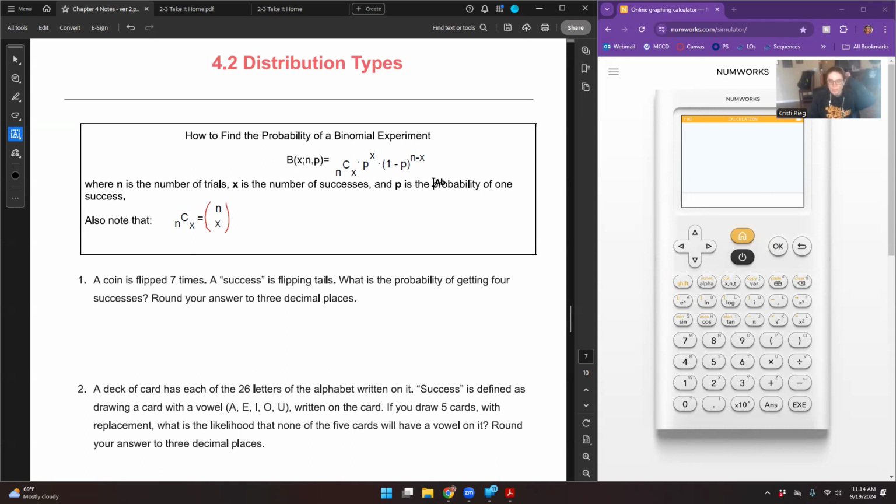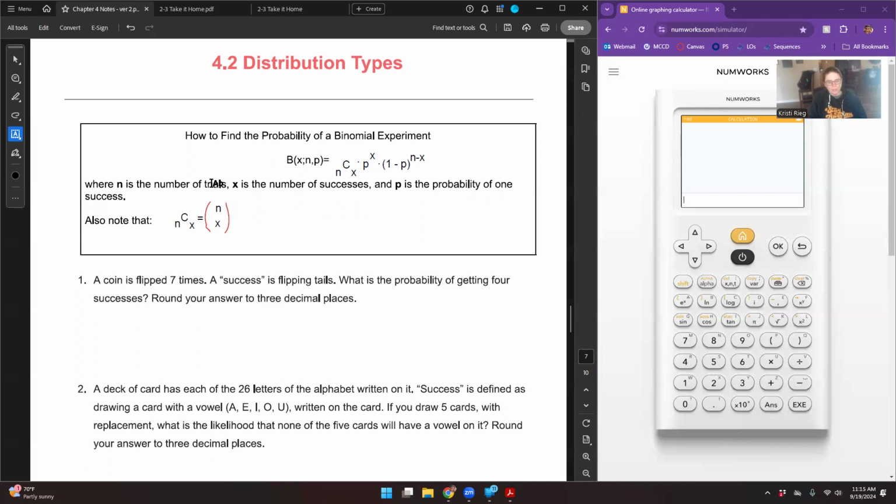And so we're going to plug that in. We have this notation from before, N choose X. We called it N choose R before, but N choose X, N choose R, N choose K, it doesn't matter what variable the second one is. We want to use X right now because it's the number of successes. Then we have P, the probability of one success, to the X power, times the quantity 1 minus P, which is the probability of failure, to the N minus X power. And we're going to be able to type all of that into the calculator.